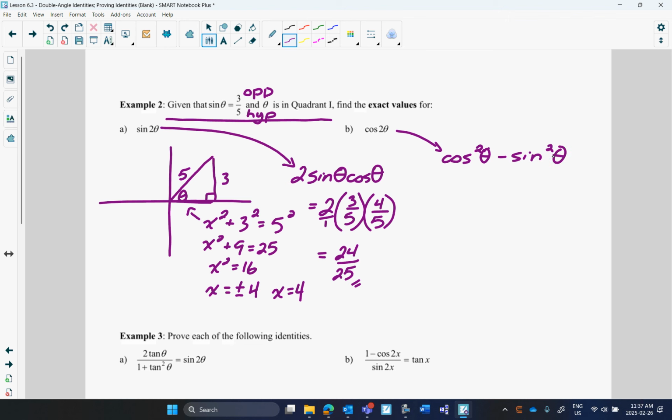I know cos theta, we found it over here, it's 4/5. And I have to square it. We know sine theta is 3/5, and we're asked to square it. So this gives me 16/25 minus 9/25, which simplifies to 7/25. And that's it.